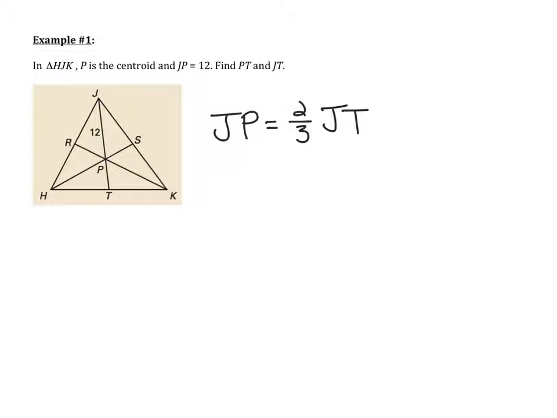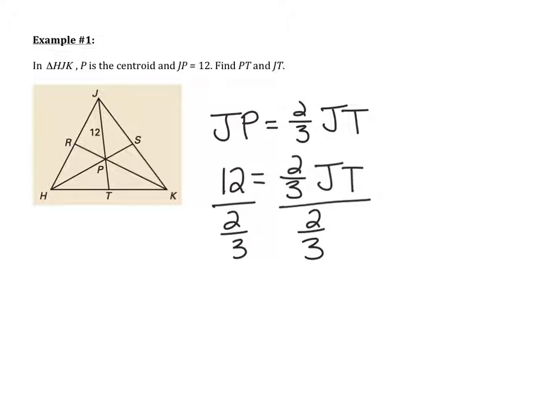So let's fill in what we know. We know that JP is 12. So filling that into our equation, JP is 12 equals 2/3 times JT. I have to find JT. So the first thing I'm going to do is divide by 2/3. Remember, dividing by 2/3 would be the same thing as multiplying by the reciprocal, 3/2.